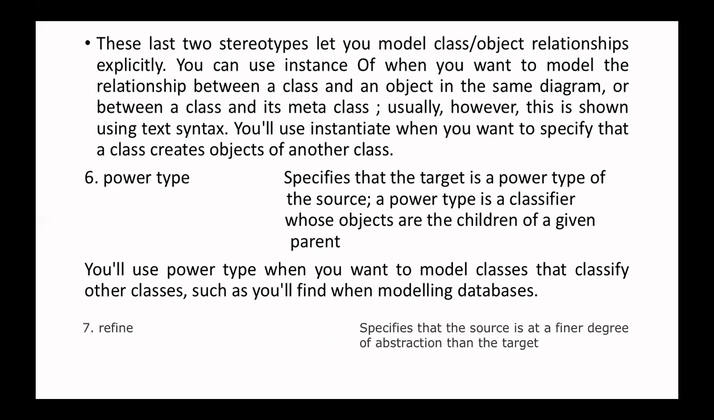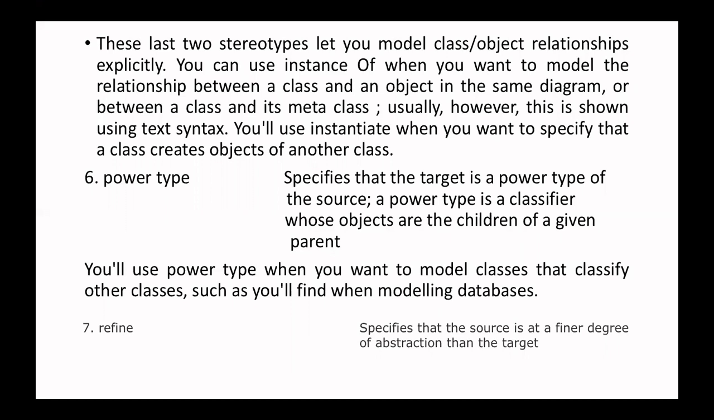These last two stereotypes let you model class-object relationships explicitly. You can use instance of when you want to model the relationship between a class and an object in the same diagram, or between a class and its metaclass. Usually, however, this is shown using text syntax. You will use instantiate when you want to specify that a class creates objects of another class.